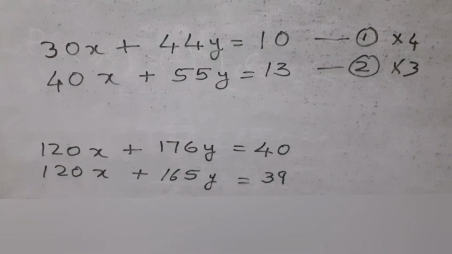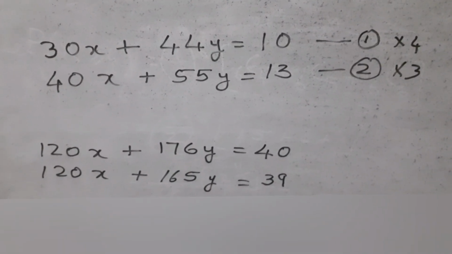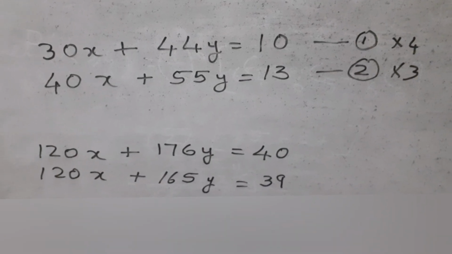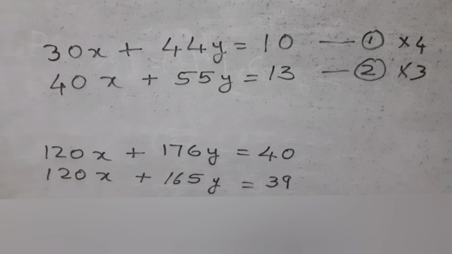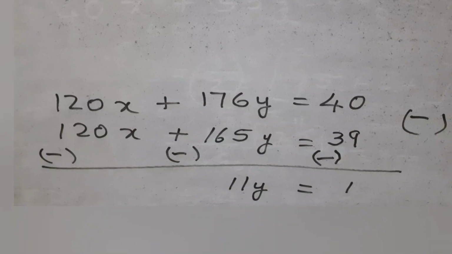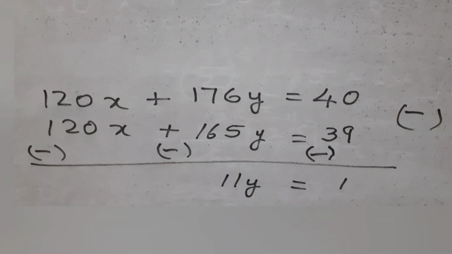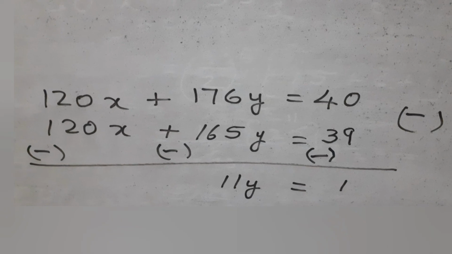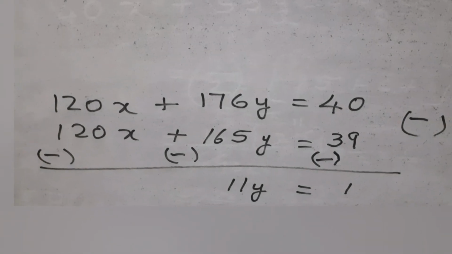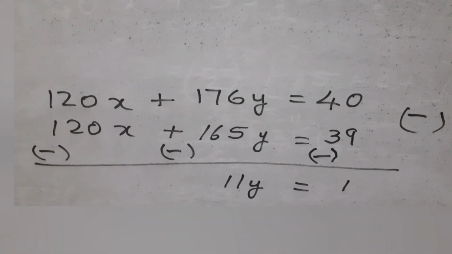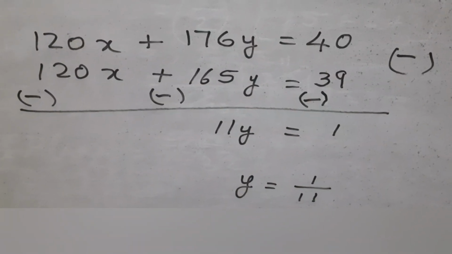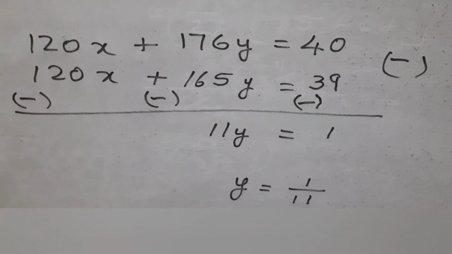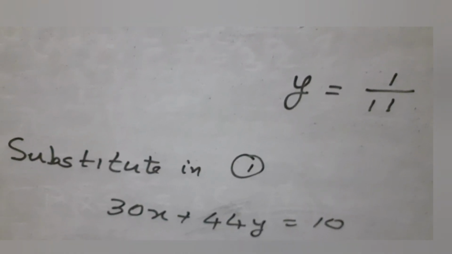Multiplying the first equation with 4 and the second equation with 3, we see that the coefficient of x is 120 in both the equations. So we subtract the two new equations to eliminate x. Subtracting the two new equations, we get 11y equal to 1, which means y equal to 1 by 11. We got y equal to 1 by 11.